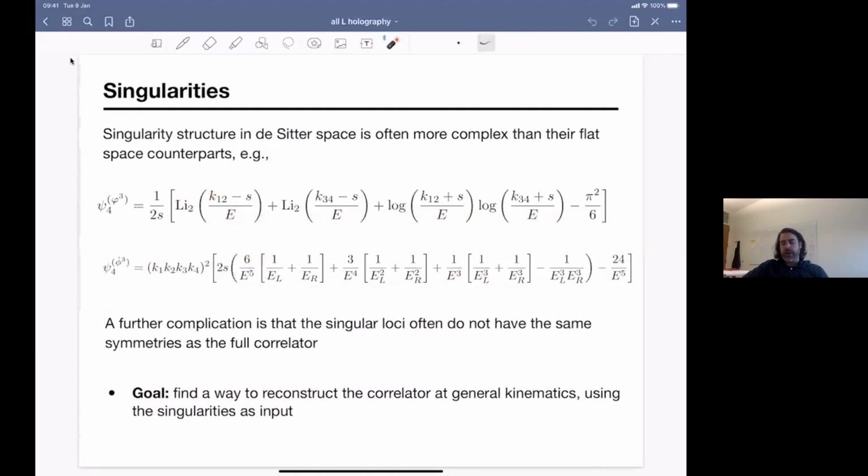Okay. And is there a reason why this truncates at 1/E⁵? Why does it not go higher? Oh, it's okay. This thing is coming from some phi dot cubed interaction, so it's something which has one derivative per field.